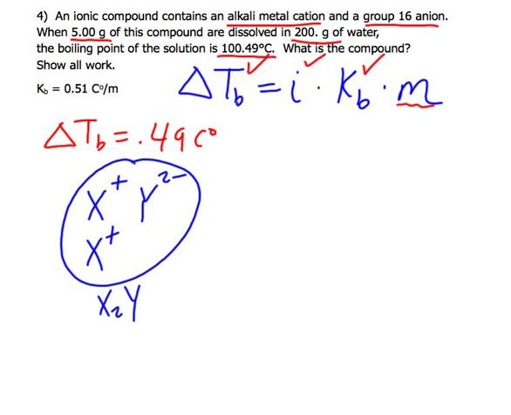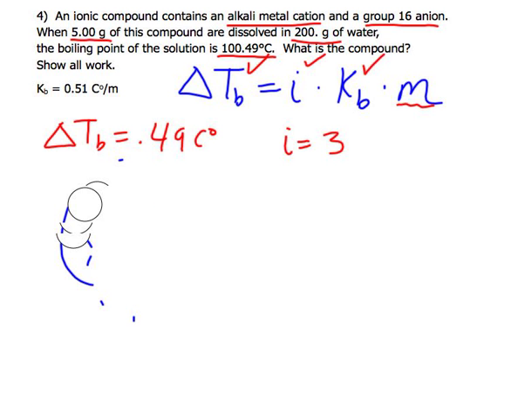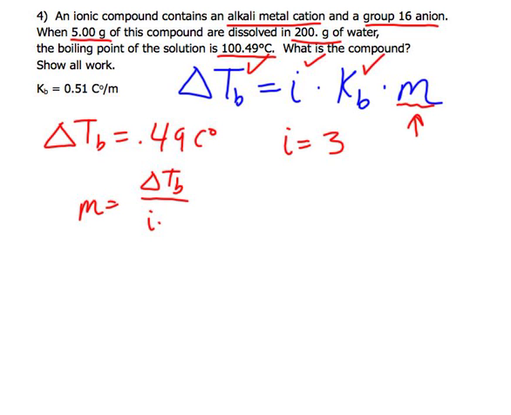So now we know everything except molality. So you may have no idea how to approach this problem, but if we have an equation, we know everything except one variable, it makes sense to figure out what this variable is. So let's find the molality. So the molality is going to be the change in the boiling point divided by the Van 't Hoff factor times Kb. So the change in the boiling point is 0.49 Celsius degrees divided by 3 times 0.51 Celsius degrees per molar. So let's divide that.